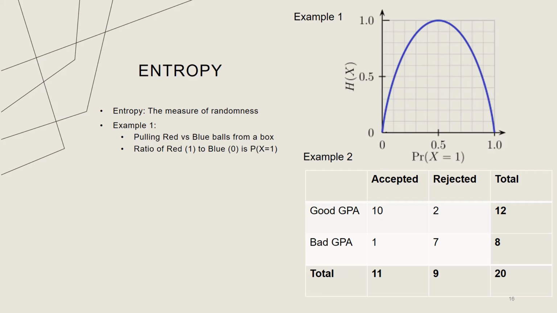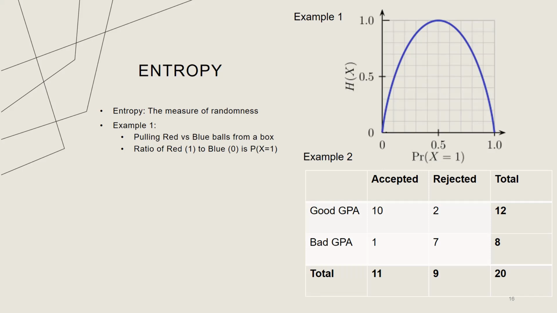And so we can see in this graph right here the expected entropy for the ratio of red to blue balls. The greatest amount of entropy, or the most amount of randomness, would occur when there are equal amounts of red balls versus blue balls in the bag.